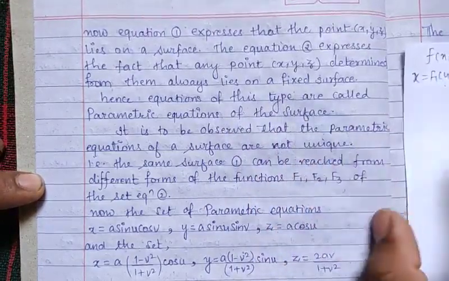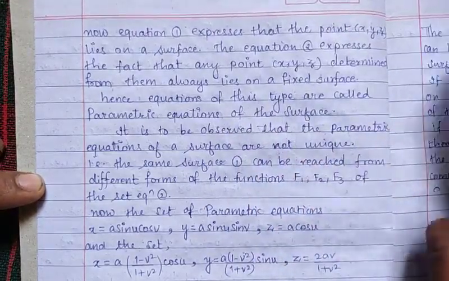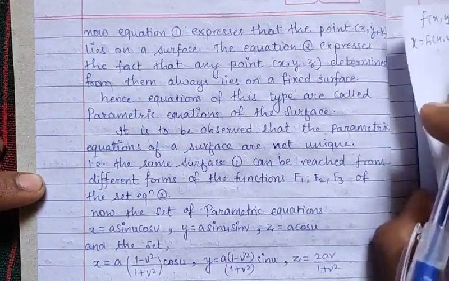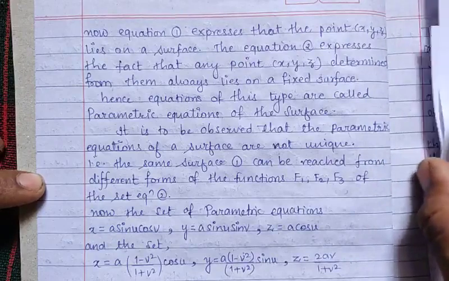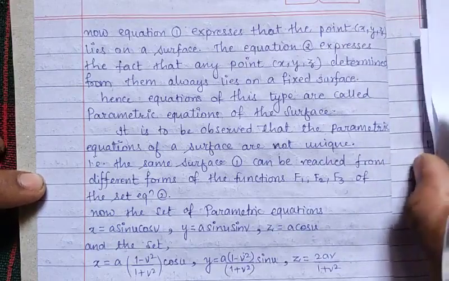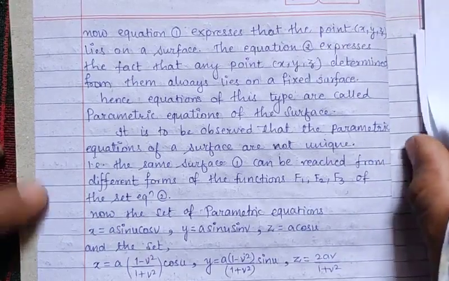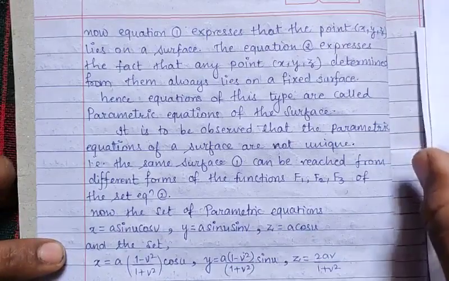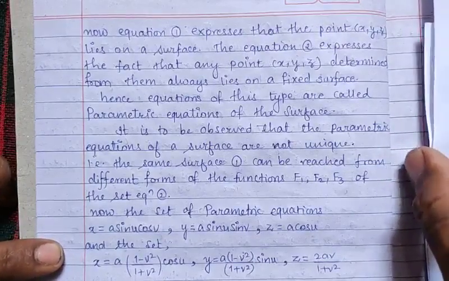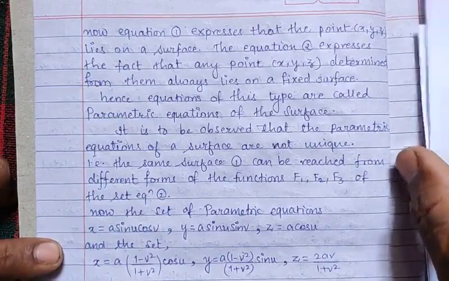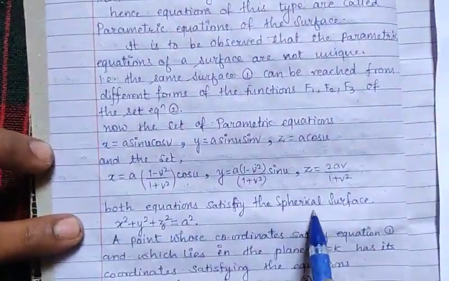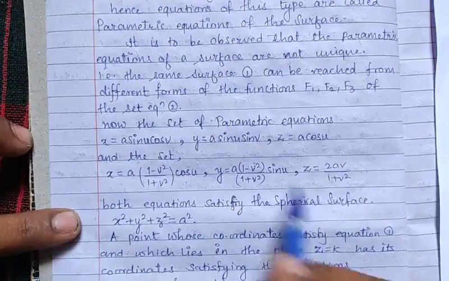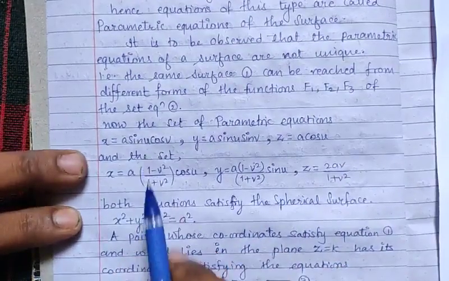Hence equations of this type are called parametric equations of the surface. Now we observe that parametric equations of the surface are not unique. This means for any particular surface there may be more than one parametric equation. For example, if we have the spherical surface, we have two parametric equations.